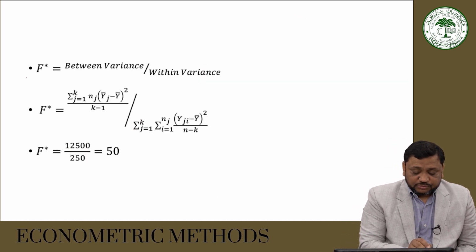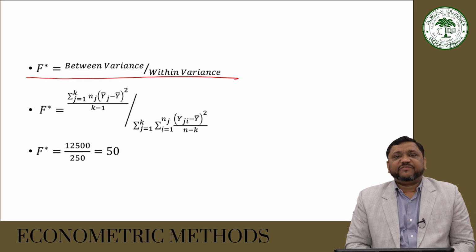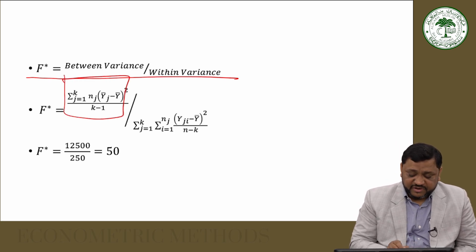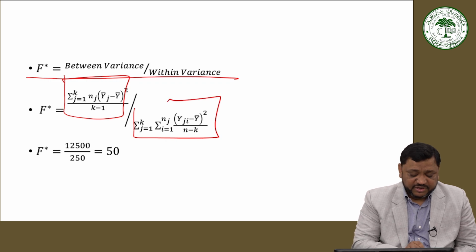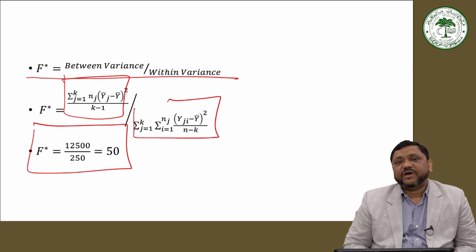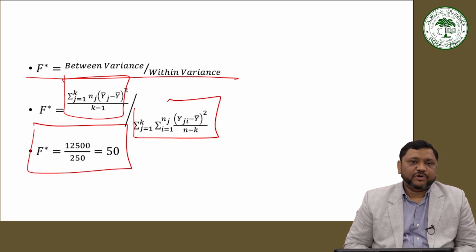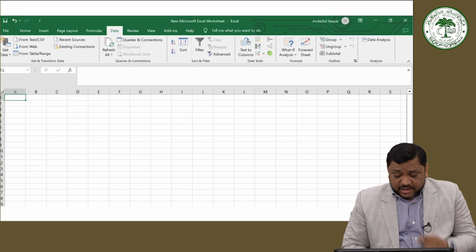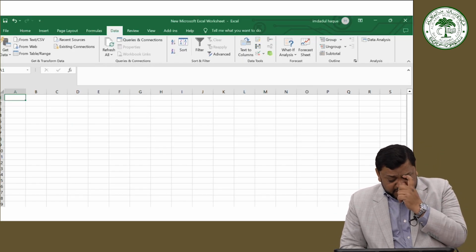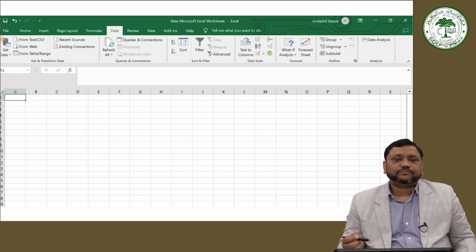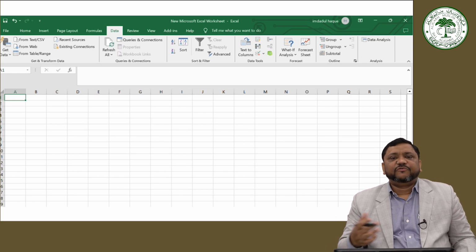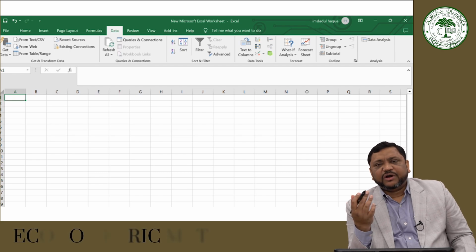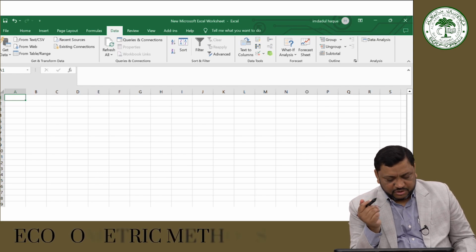Now, what is the F statistic? Between variance divided by within variance. We have the formula for between variance and the formula for within variance. So the F calculated value we get is equal to 50. Then we will compare this with the table value, and accordingly accept or reject the null hypothesis.